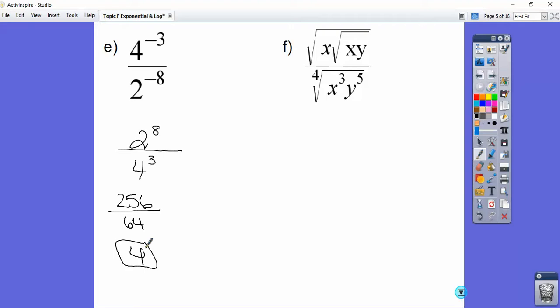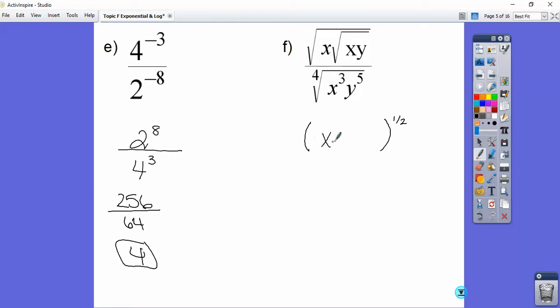What do you think here? Do you like having the radicals? Okay, so let's write it without the radicals. A square root is like what power? 1/2.